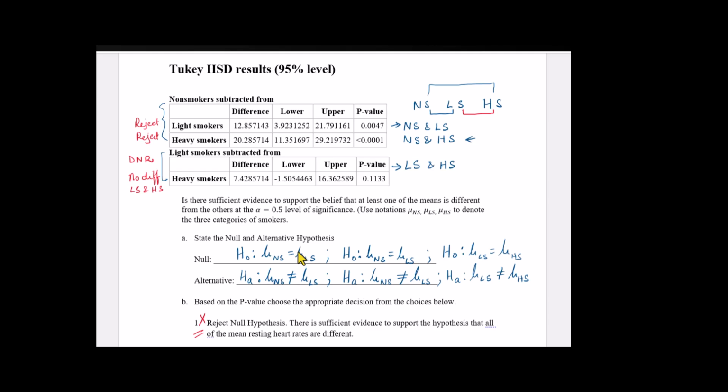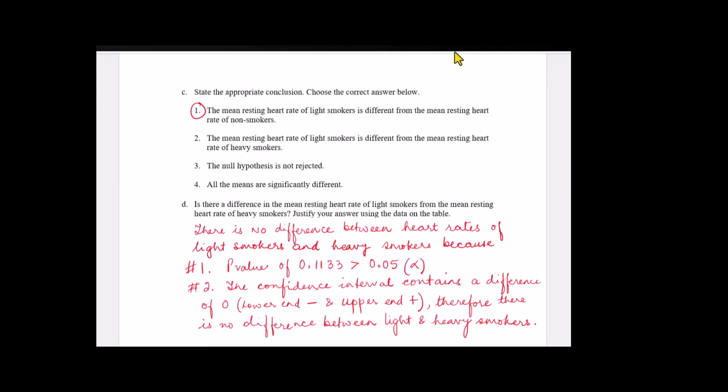So the way you're going to write the answer is, so I have written out the answer here. There's no difference between the heart rates of light smokers and heavy smokers. Why? Because number one, the p-value of 0.1133 is greater than the alpha value of 0.05, and number two, the confidence interval contains a difference of 0. That means the lower end and the upper end had opposite signs. Lower end negative, upper end positive. Therefore, the conclusion is that there's no difference between light and heavy smokers. All right?